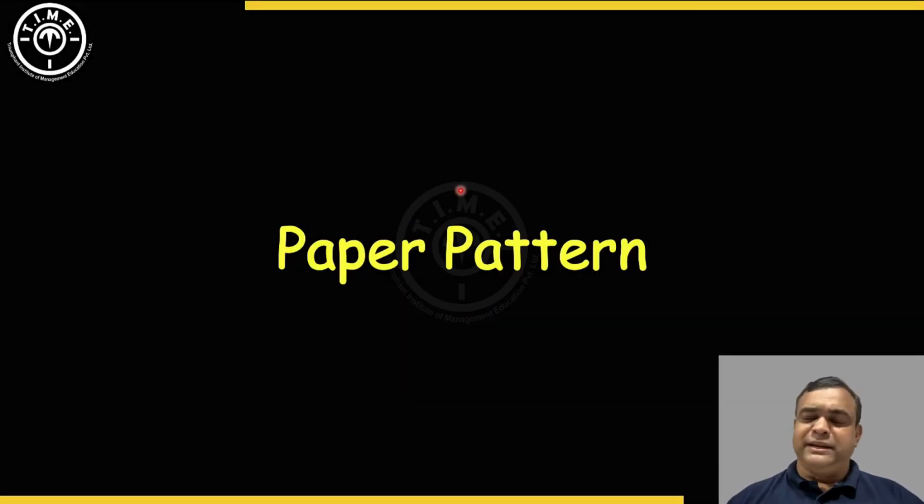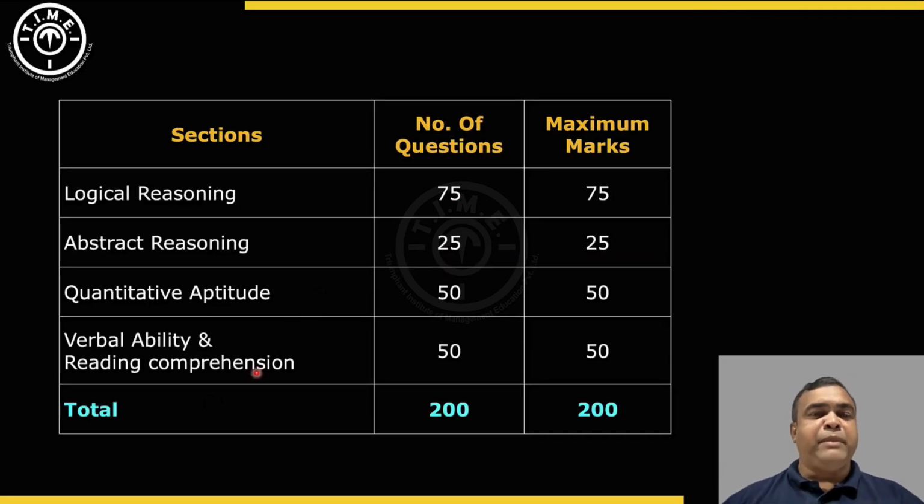As far as paper pattern is concerned, there are no surprises. They had mentioned this paper pattern in their CET notification, and the same paper pattern was in the actual exam also. That is logical reasoning 75 questions, abstract reasoning 25 questions, quantitative aptitude 50 questions, verbal ability and reading comprehension 50 questions. Every question carries 1 mark, so total 200 questions, 200 marks.